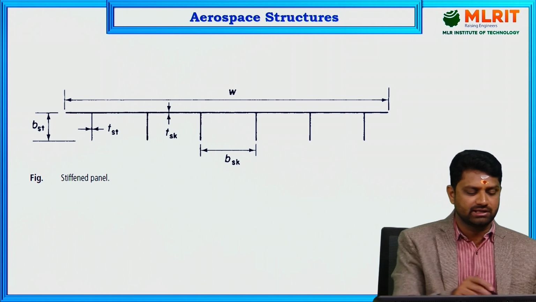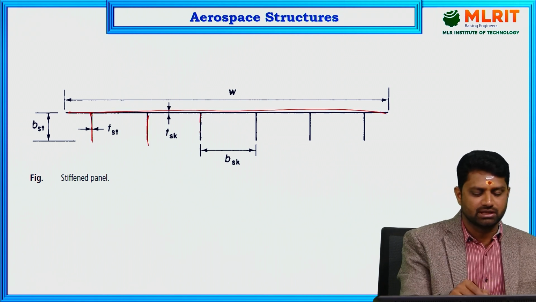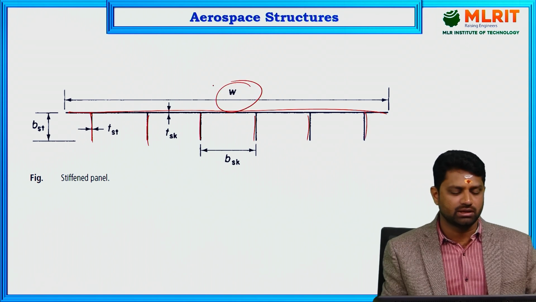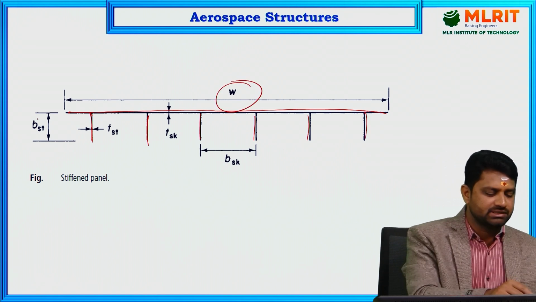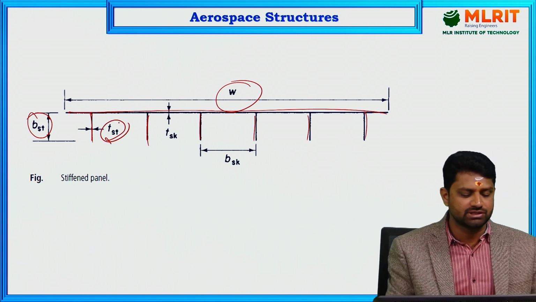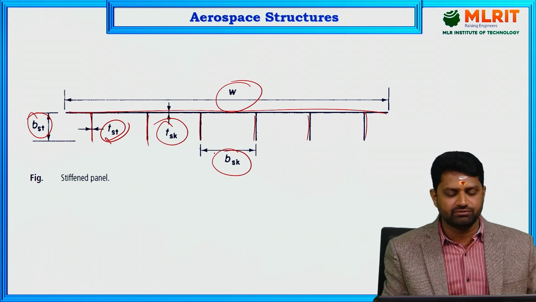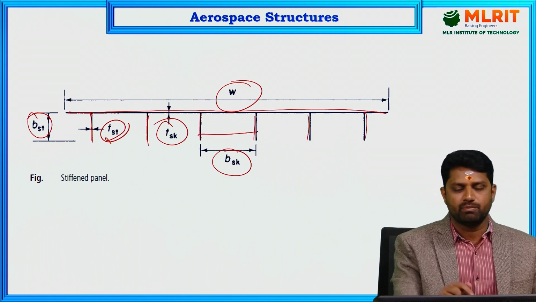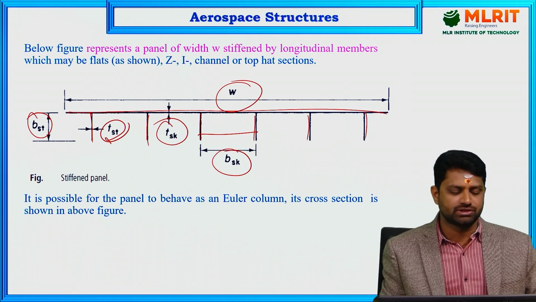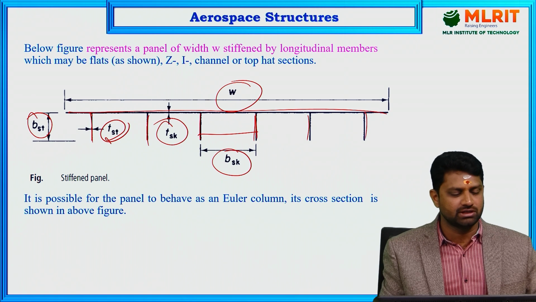So this is the stiffened panel. We can see that a wide sheet has been supported by stiffeners, usually in the form of columns, where you can consider the total width of the sheet. BST is the width of the stringer, TST is the thickness of the stringer, TSK is the thickness of the skin, and BSK is the width of the skin between the panels. You may have different cross sections, such as Z section, I section, or top hat section.